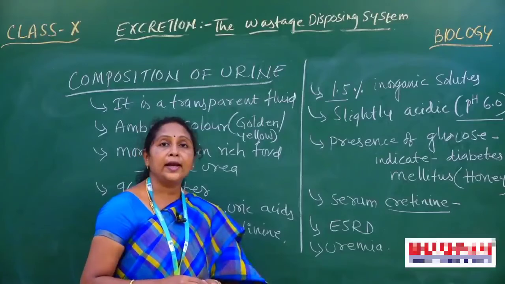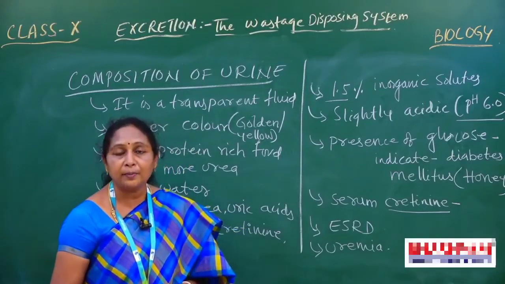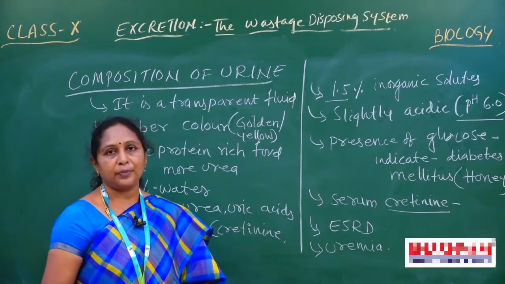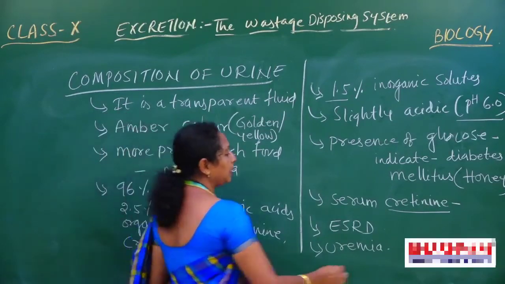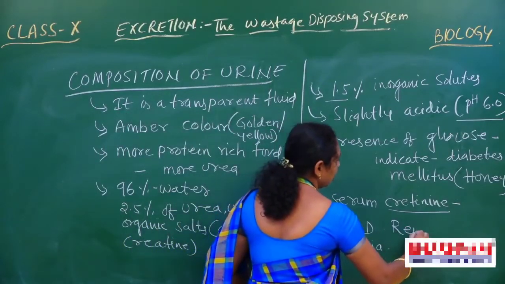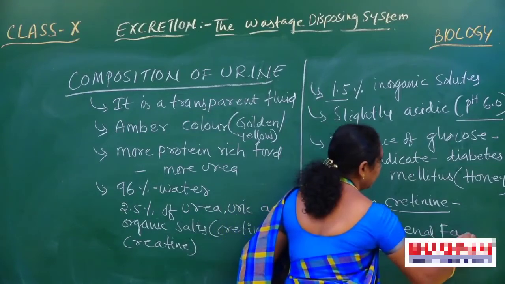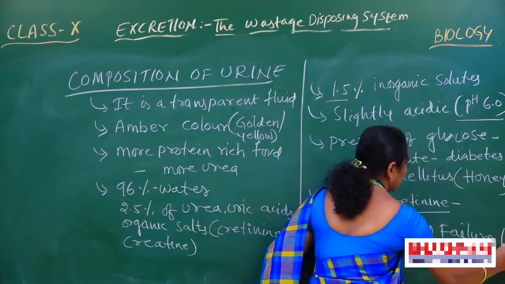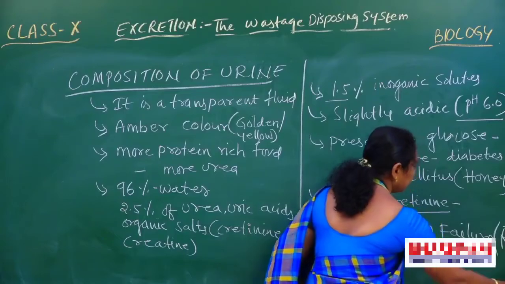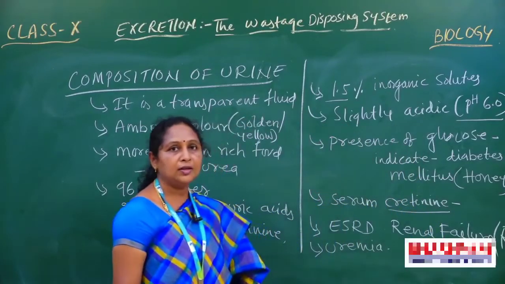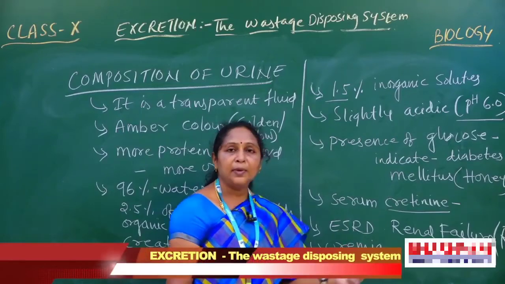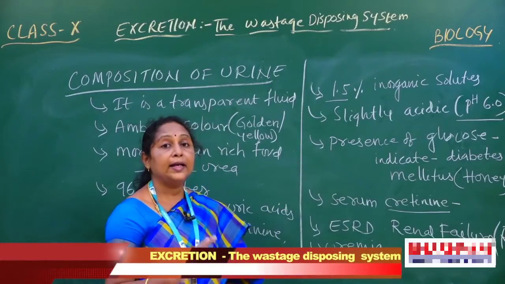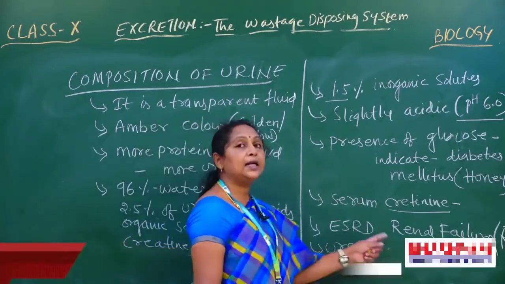If the kidneys fail to control the filtration process, if the kidneys fail to remove all the organic or inorganic salts from the blood, then what happens? In such a condition, we call it renal failure, RF. Either we call it renal failure or we call it ESRD. What is the meaning of ESRD? End stage of renal disease.